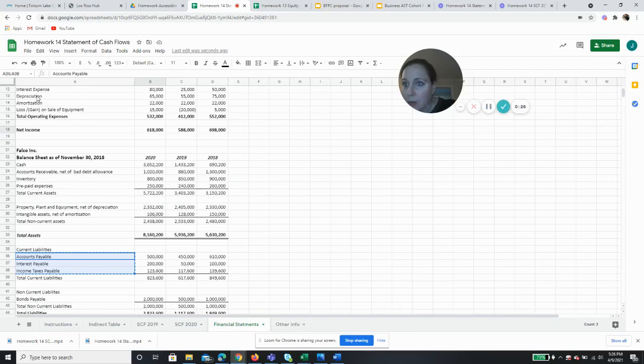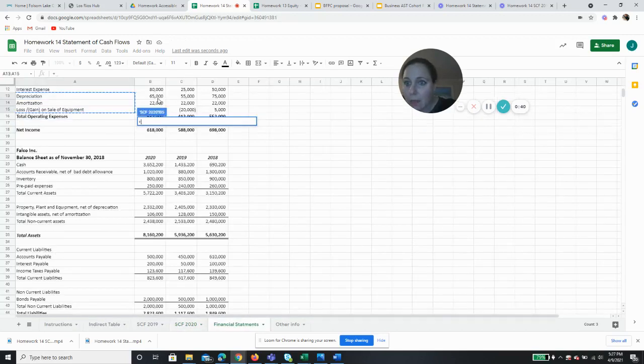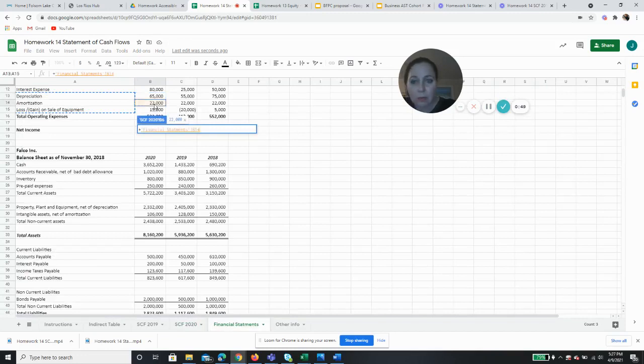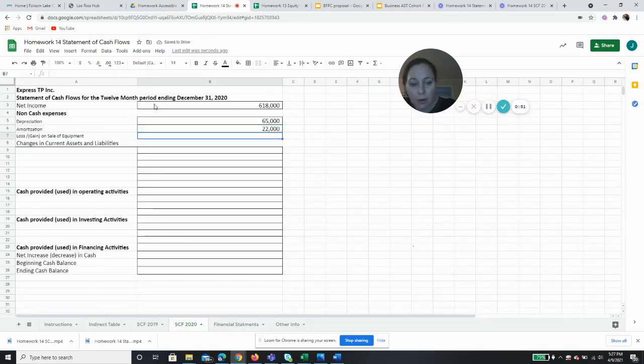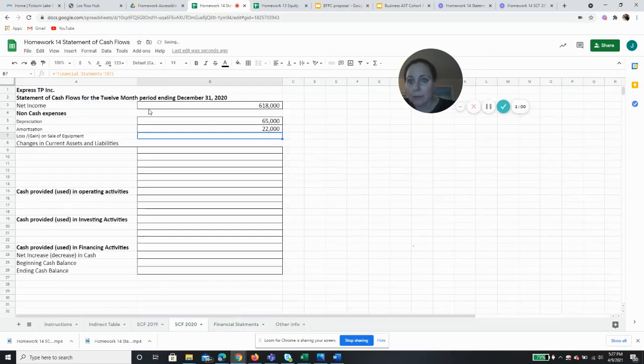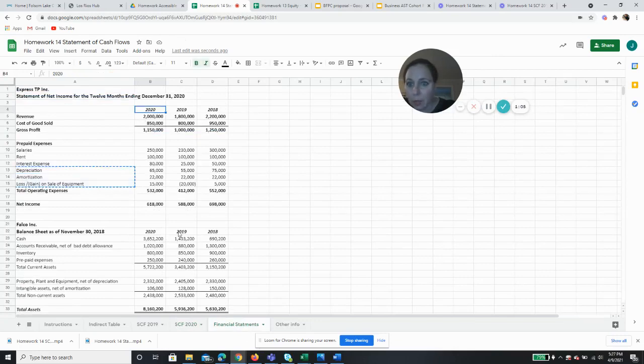So we'll just copy these over. We could, of course, type them in. And our depreciation for 2020 is $65,000. Our amortization for 2020 is $22,000. And our loss and gain, and this time we have a loss, so we're going to add that loss back. Just to show you that I really am on 2020. Okay.